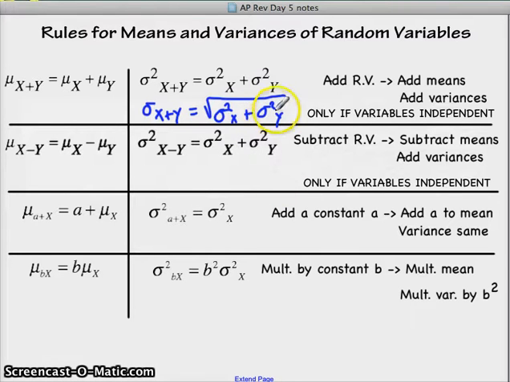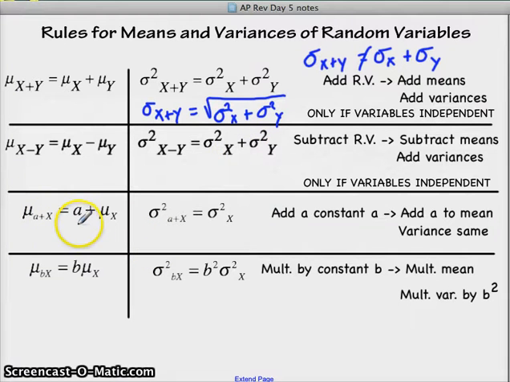I cannot split this up. I cannot say that I can cancel the square with the square root and just say the standard deviation of x plus the standard deviation of y. That's not true. So you cannot add the standard deviations. You can add the variances and then take the square root to get the standard deviation. This is one to be careful of. Even when you're subtracting, you still add the variances.